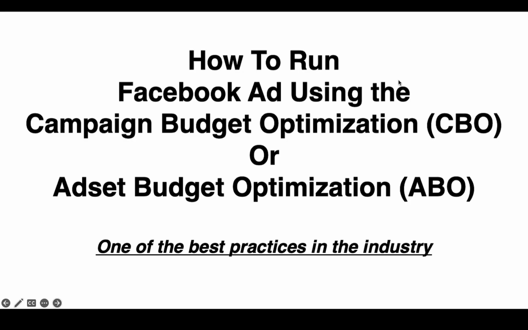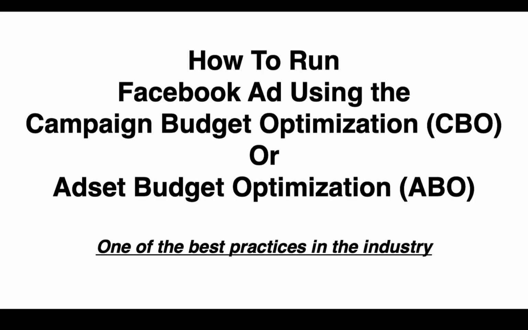Alright guys, in this video I'll be showing you how to run your Facebook ad using the CBO or the ABO strategy, which is the campaign budget optimization or the Adset budget optimization. These two strategies are one of the best practices in the industry, so I would like you to pay very close attention. I know somebody is wondering why I call it one of the best practices in the industry. You will find out as we proceed in the video.